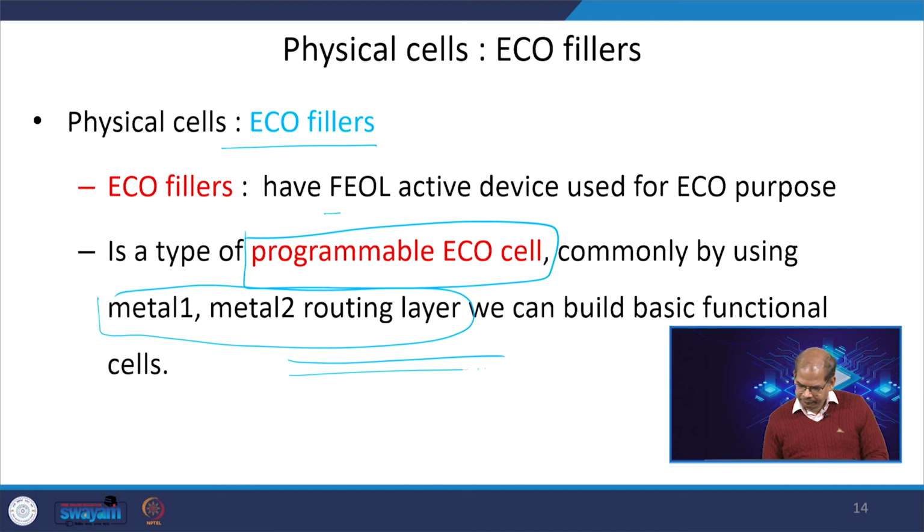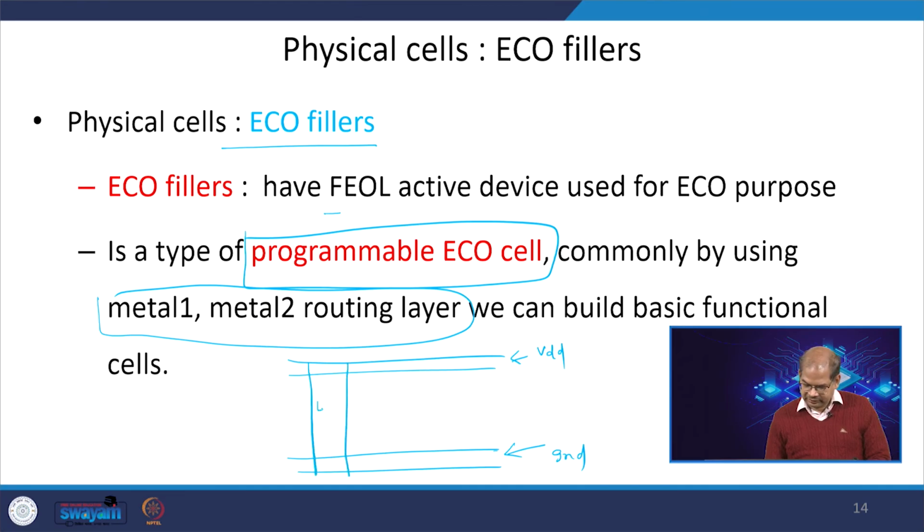For example, let us say I have a VDD and this is the ground. I will give you an example here. Let us say I have some cell there, this is an ECO filler cell, and this is another ECO filler cell. Let us say I have a hold violation. In case of a hold violation, I need to add some more delay to the combinational path between the flip flops. So, what can we do?